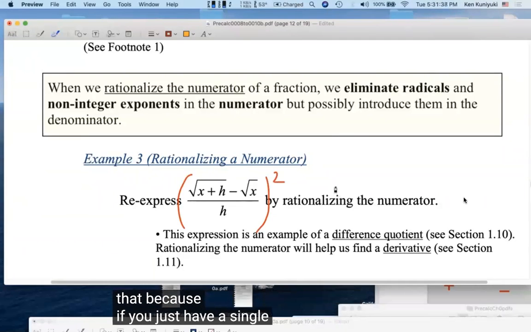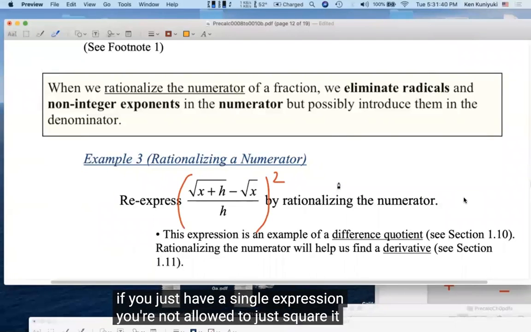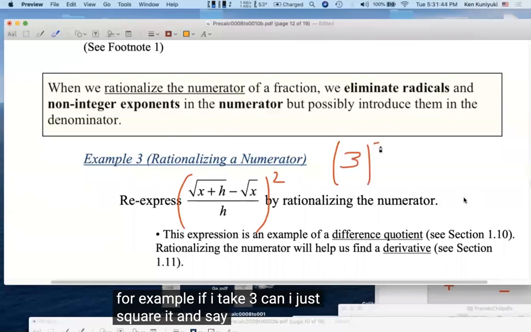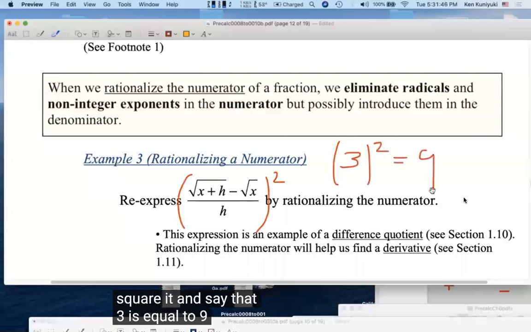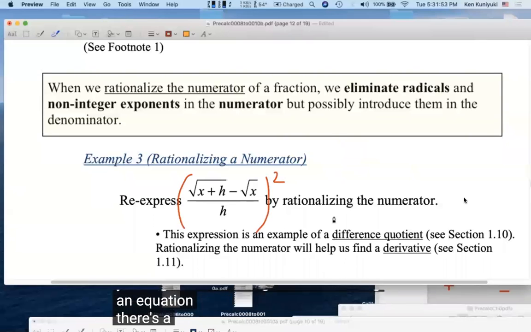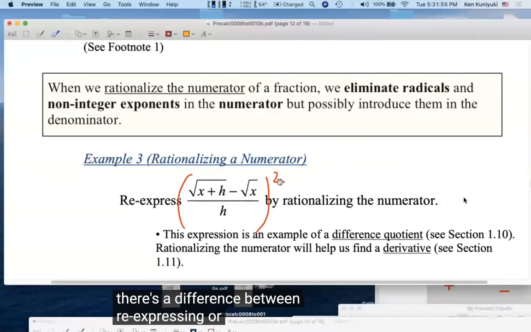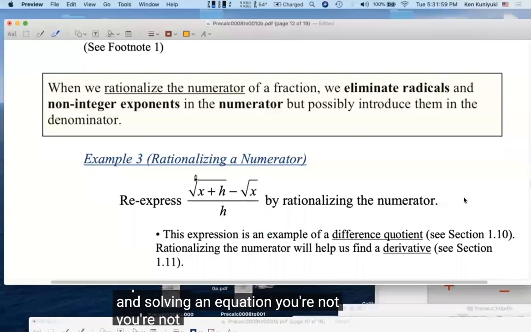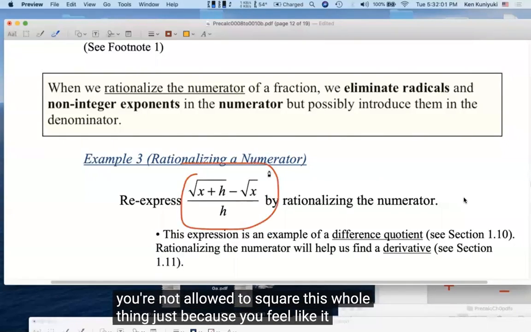Because if you just have a single expression, you're not allowed to just square it. For example, if I take 3, can I just square it and say that 3 is equal to 9? Well, no, I can't do that. You might be confusing that with solving an equation. There's a difference between re-expressing or simplifying an expression and solving an equation. You're not allowed to square this whole thing just because you feel like it.